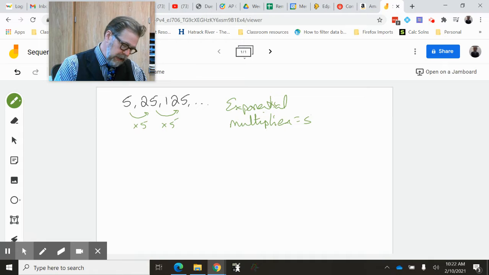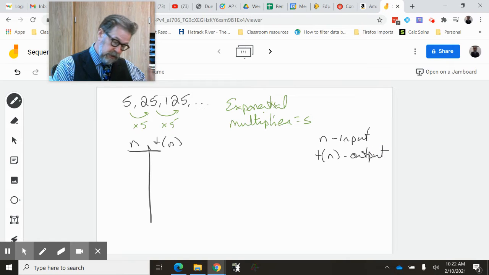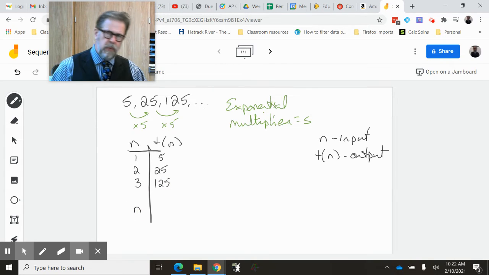So I'm going to make a little table, and what I'm going to do with my little table is we're going to go n and t of n. Typically, our n is our input for a sequence, and then some function of n is our output for a sequence. And I'm going to use t of n because it's what our book uses. And so the first term is 5, the second term is 25, the third term is 125. And so then the question becomes, what is the nth term?